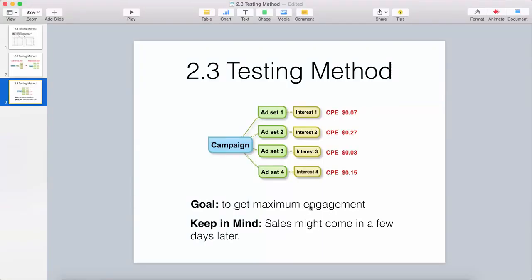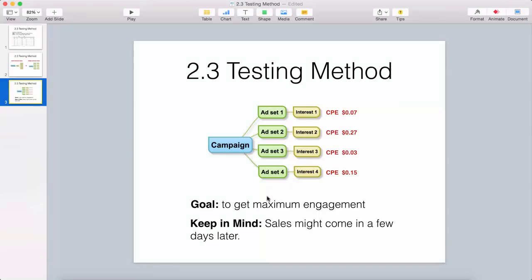So let's say your testing budget is $30, and we want to get as much engagement as possible within this $30. By pausing the high CPE interest here, we give more room for our good performing interest to run. The result is that we can reach more people and we get more solid, more accurate data to tell whether people like our designs or not. This is the reason I like to use the single interest method.